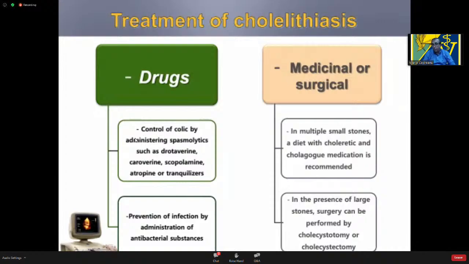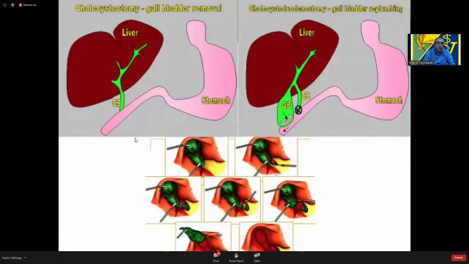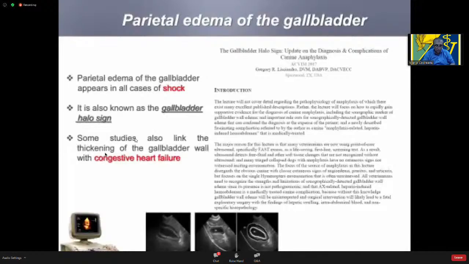But in case of huge or large stones, the only method, surgery, can be recommended and performed by cholecystotomy or cholecystectomy. Of course, I'm not a surgeon, but the specific literature recommends cholecystectomy with the entire gallbladder removed, or cholecystoduodenostomy with gallbladder replumbing. I told you I'm not a surgeon, but in most cases, it's important to look for the opinion of the surgeon.